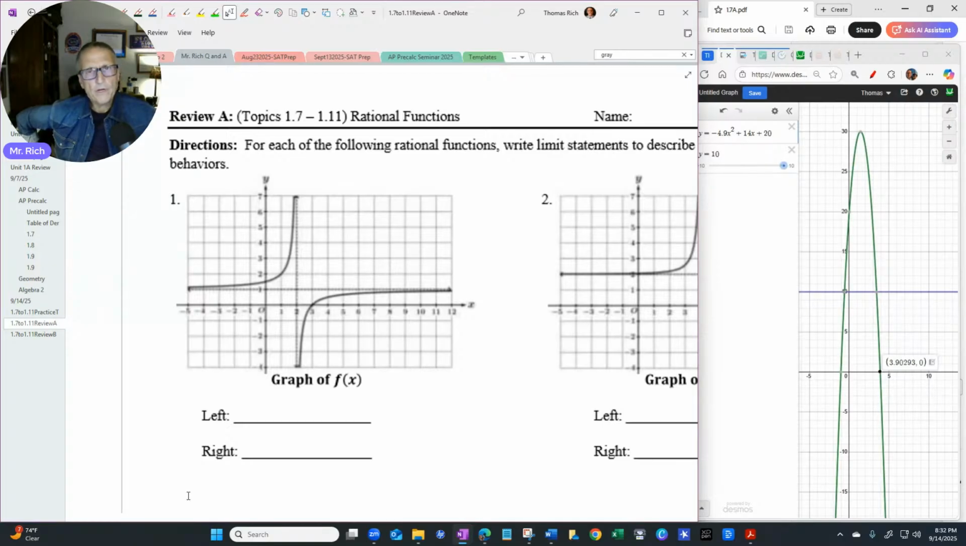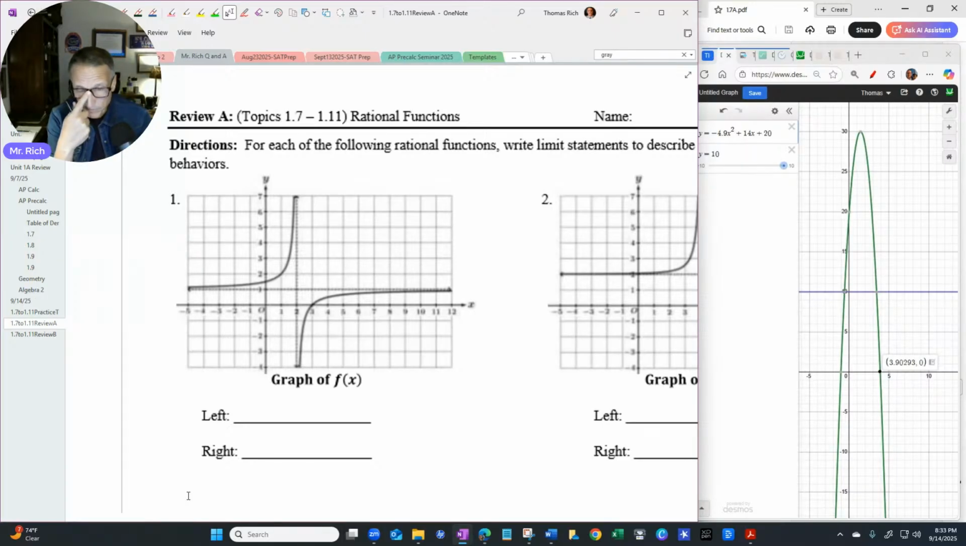But when you're in AP pre-calc and you get to sections 1.7 to 1.11, a lot of it is a review. It's a complete review of what you studied in the spring called rational functions, where you had to find vertical asymptotes, horizontal asymptotes, holes, x-intercepts, y-intercepts. But there's a few wrinkles that we throw into it. And I will tell you that the problems on your summative, on your test, will be much more challenging than what you ever saw in Algebra 2.